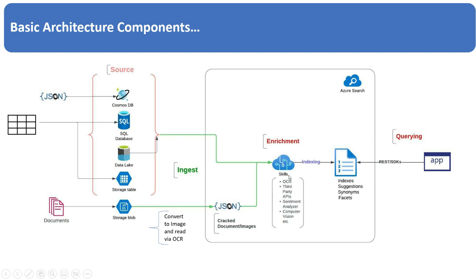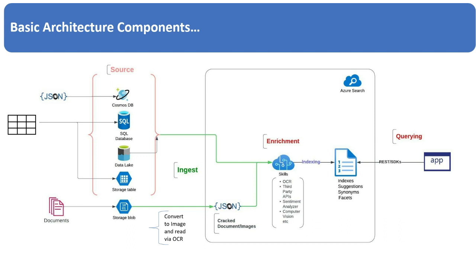Now Azure Search will have an indexer, index, and data source. The data source will allow you to ingest your data from one of these sources. Now your data goes through enrichment if needed, and then is stored into your index. Once the data is stored into your index, you can access that data using Azure SDKs, REST APIs, and also use one of these services like synonym mapping, auto-complete suggestions, faceting, etc.